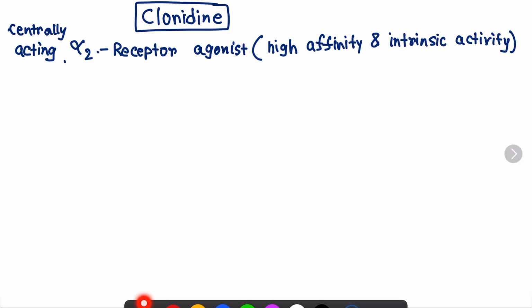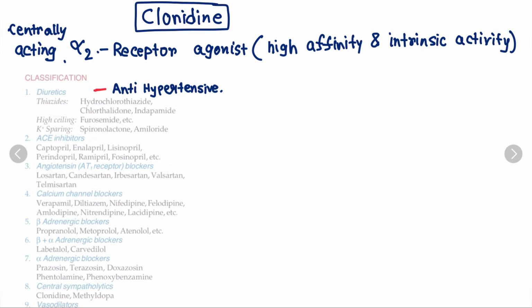Okay. So, what is clonidine? Clonidine is actually a centrally acting alpha 2 receptor agonist, specifically speaking alpha 2A. Okay, and this is also having very high affinity and high intrinsic activity. So, this clonidine actually is our centrally acting antihypertensive drug.